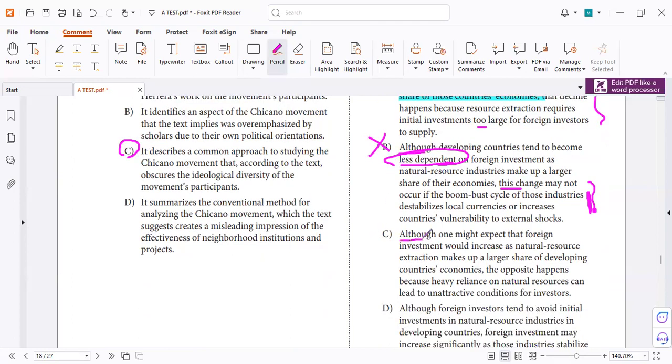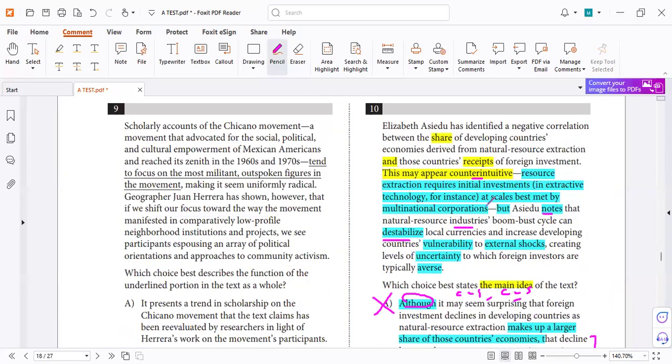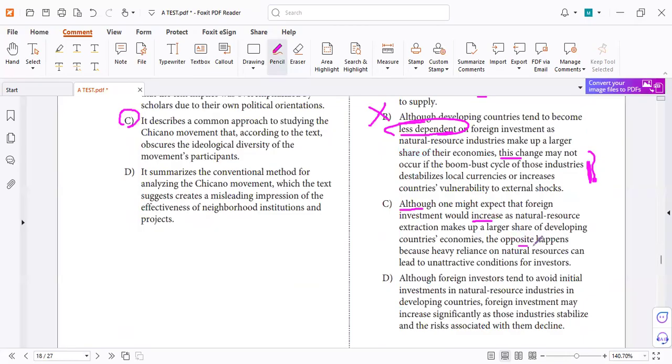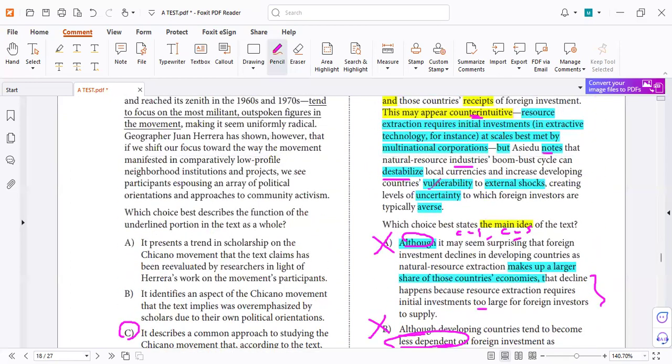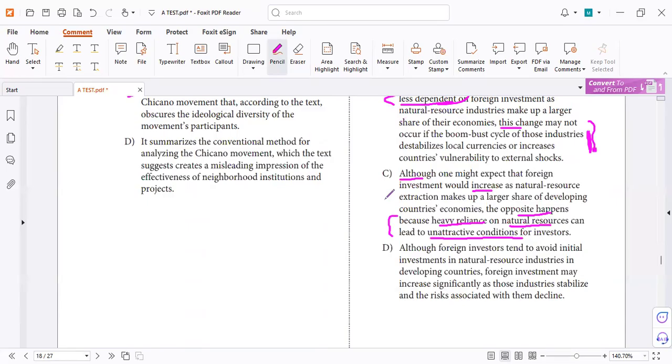Letter C: although one might expect that foreign investments would increase as natural resource extraction makes up a larger share. Look, he said this may appear intuitive, so one may expect that, but the opposite happens. What is the opposite? The heavy reliance on natural resources can lead to unattractive conditions for investors: vulnerability to external shocks, uncertainty to which foreign investors are averse, destabilized local currencies, as it happens in Egypt these days. That's why we stopped natural resources and focus on industries. So letter C maybe. But how about D?